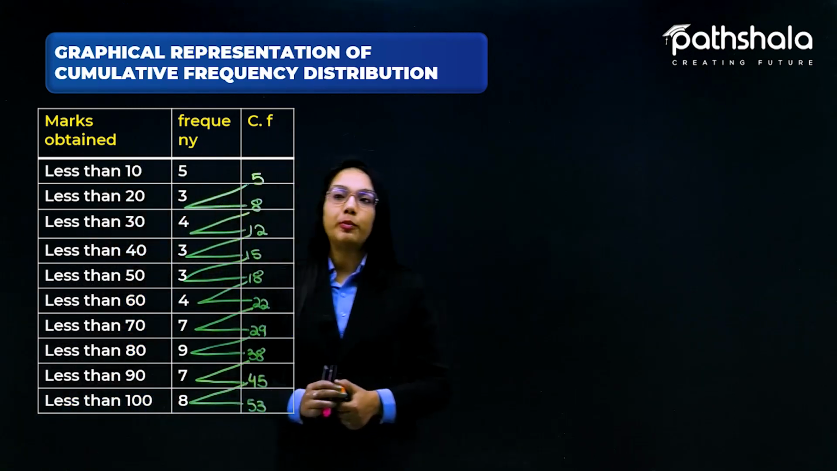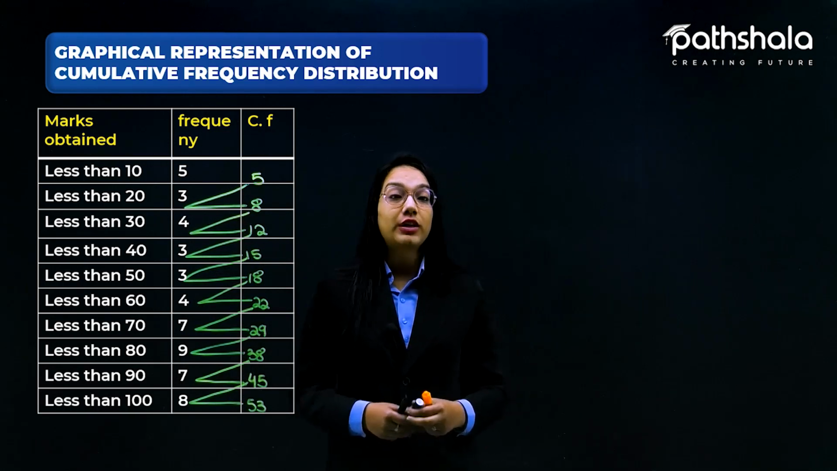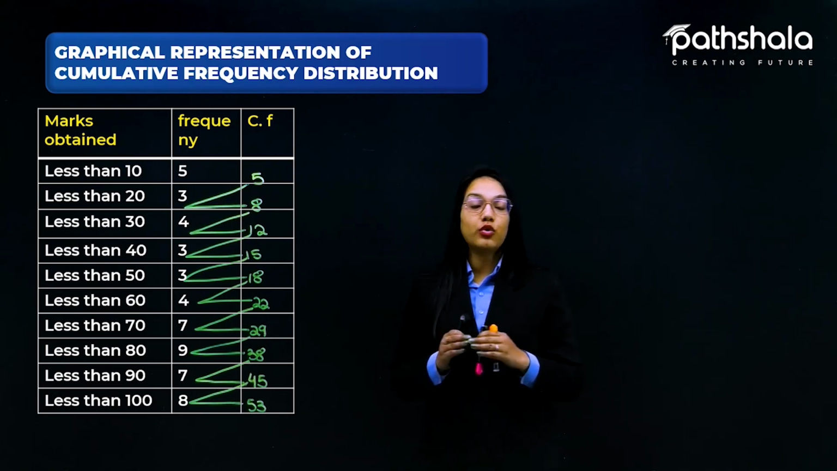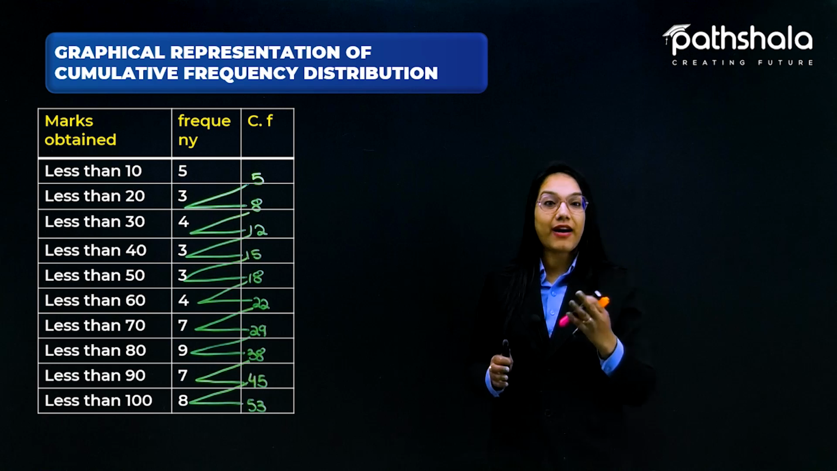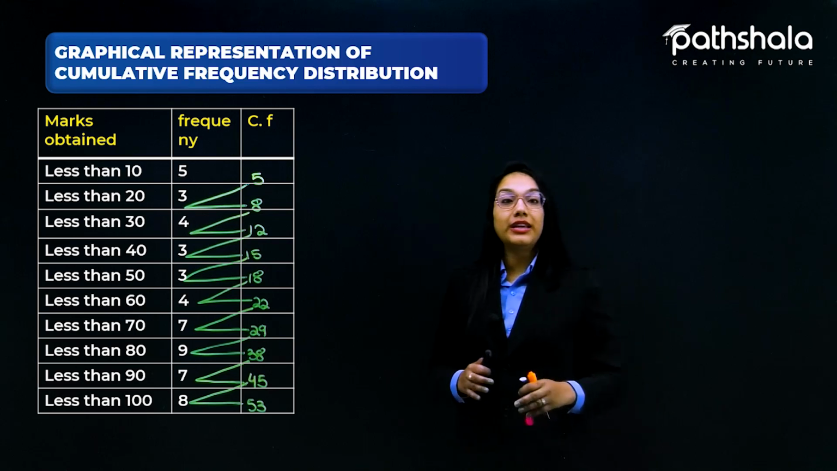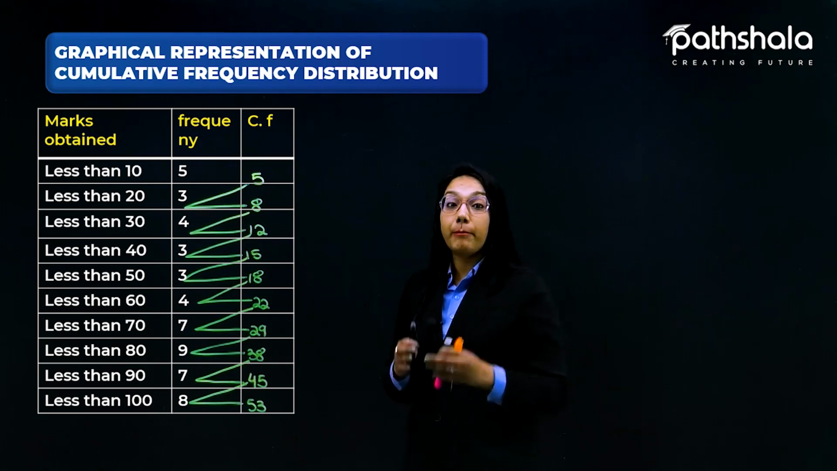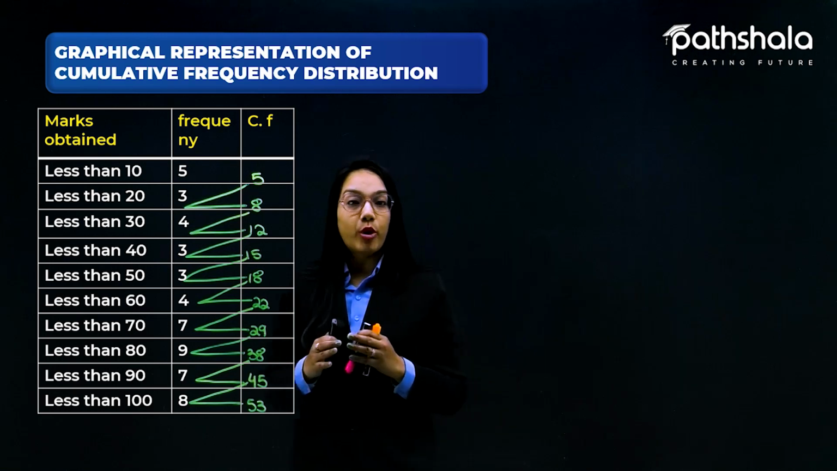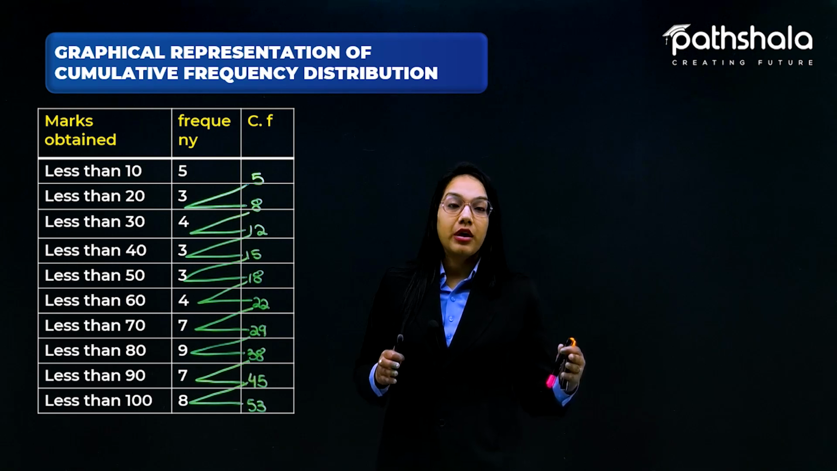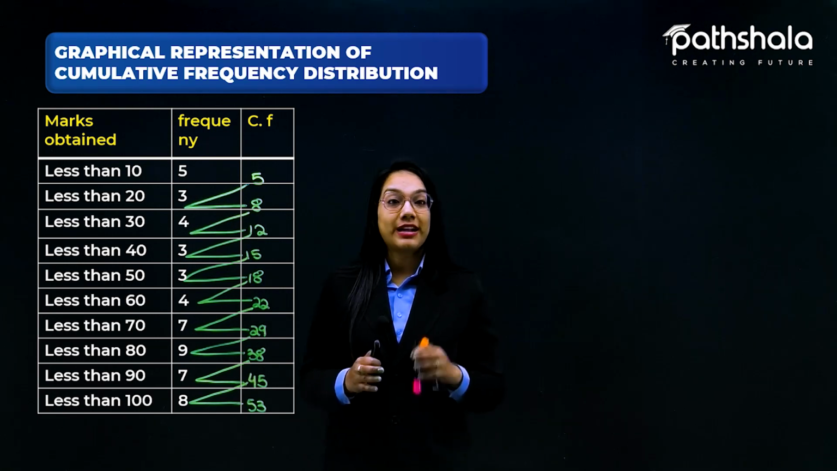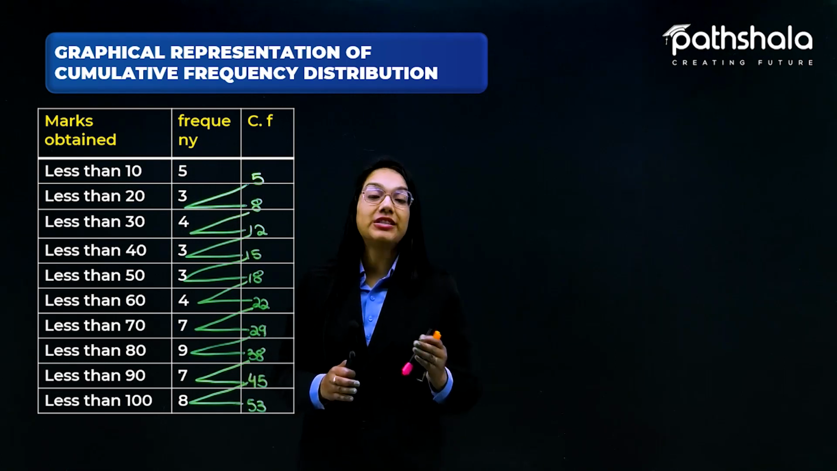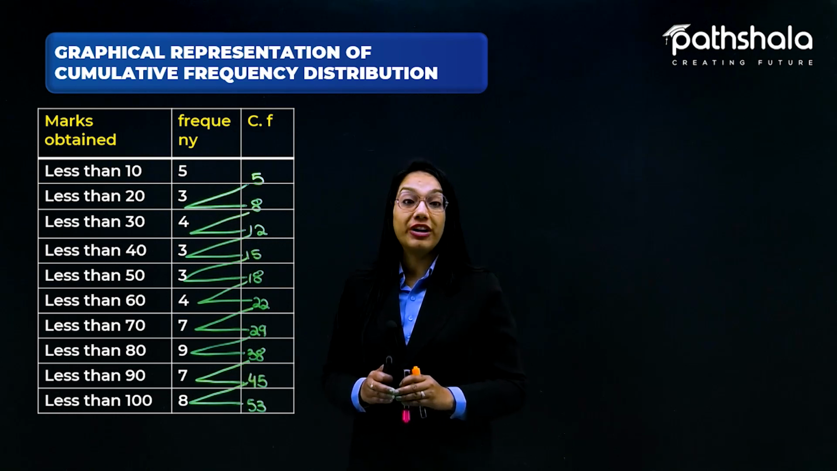So if we want to plot the cumulative frequency distribution of the less than type, we just have to take the two axes, obviously the x-axis and the y-axis, and on the x-axis we have to plot the upper limits. This is a really important case in which we have to plot the points on the x-axis and the y-axis in such a way that the x coordinates are the upper limits and the y coordinates are their cumulative frequencies.